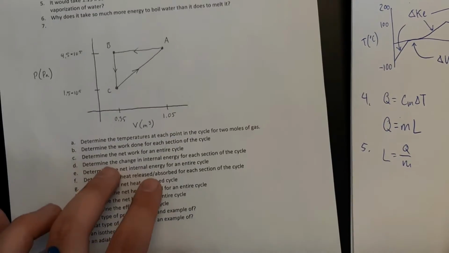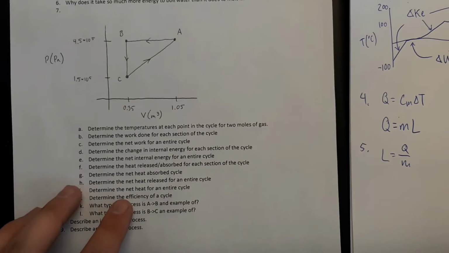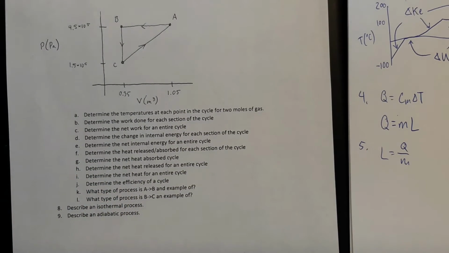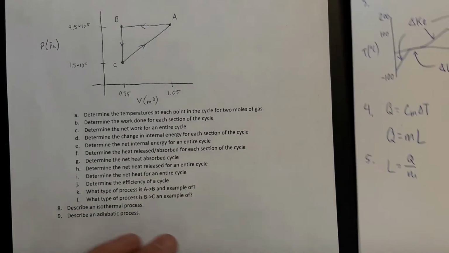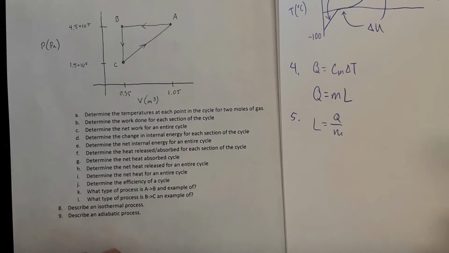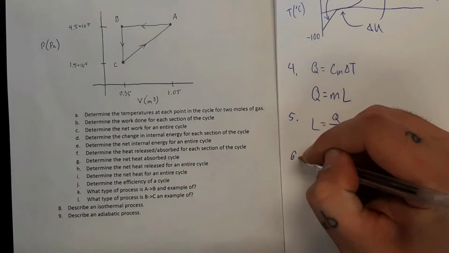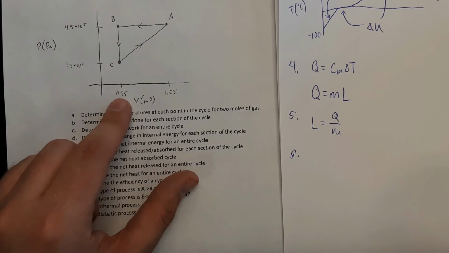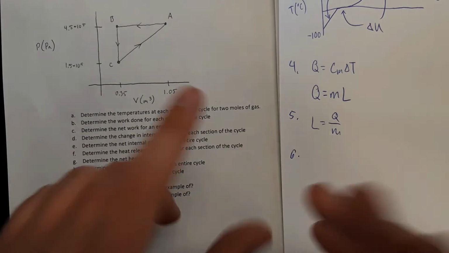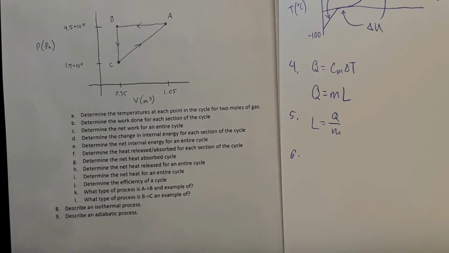Okay, so now looking at number 7, all of this stuff is all about this graph here. We need to look for the temperatures at each of these points in the cycle for 2 moles of gas. All right, so for each of these points, you've got a pressure, you've got a volume, you've got 2 moles, and for any ideal gas, we've got that ideal gas constant of 8.314.